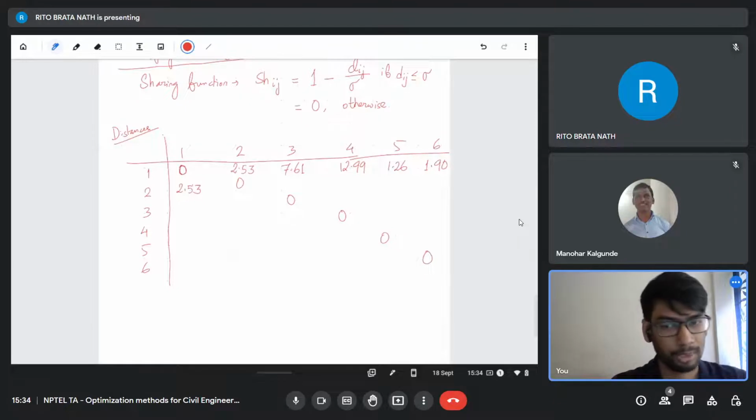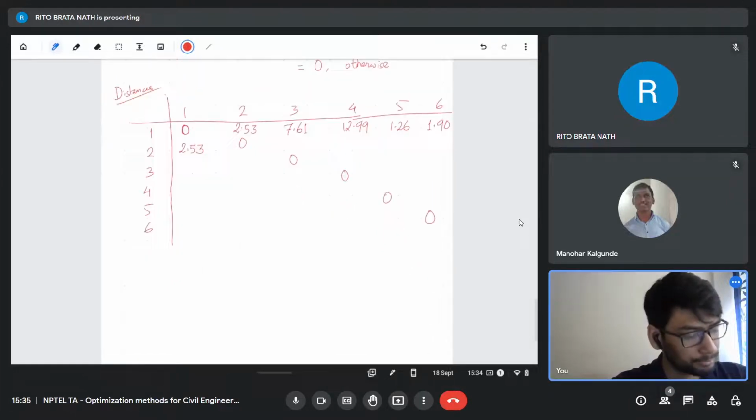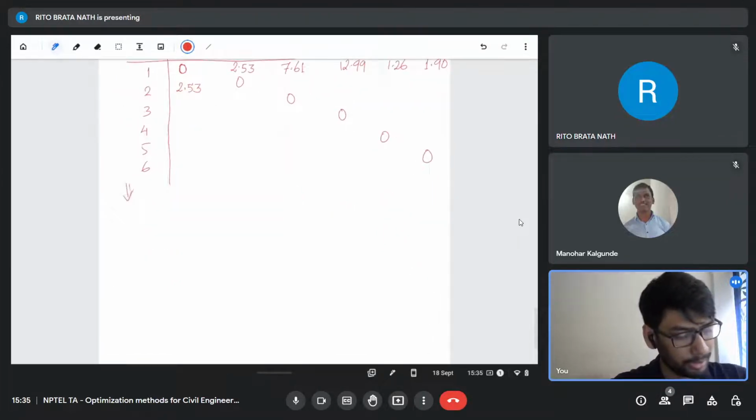Now you have to fill the entire distance matrix. I'm not going into the calculation of the entire thing right now. But before that, we have to convert it into our sharing function, ij. So now you have to convert this into a sharing function table.